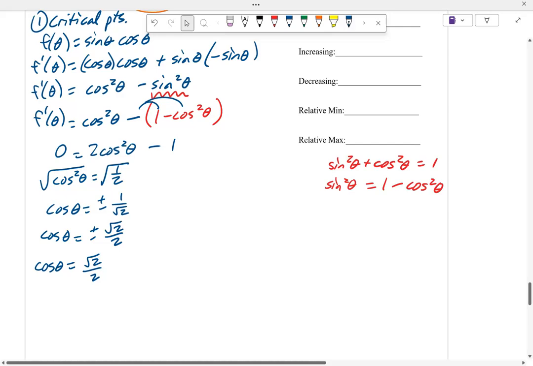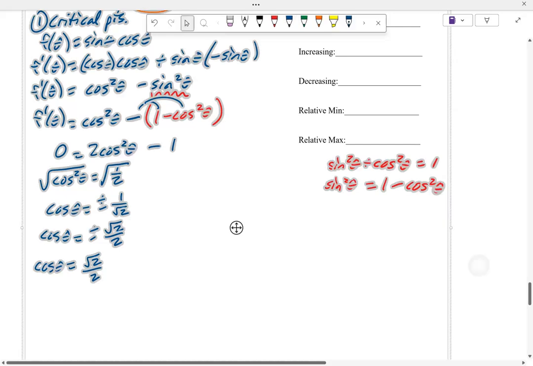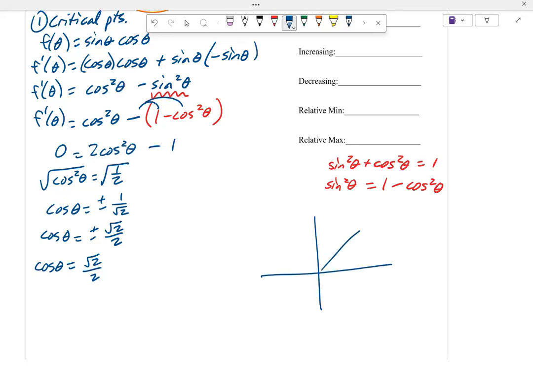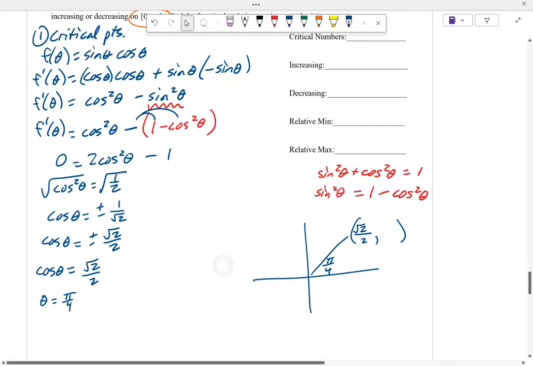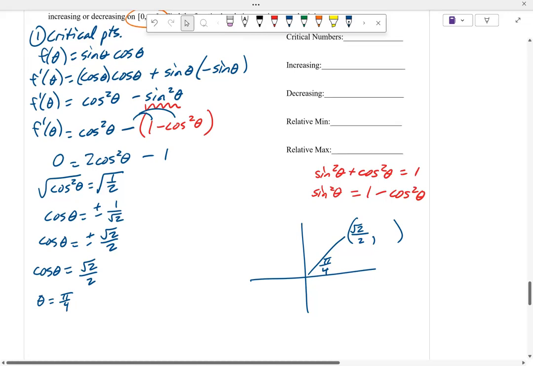Where is the cosine of theta root 2 over 2? If I'm looking on my unit circle, I'm like, oh, pi fourths, the cosine is root 2 over 2. And of course, negative pi fourths, but that's outside. We're only looking between 0 and pi. That would be our other one, 7 pi fourths. Again, that's outside our domain, so we're not going to look there.